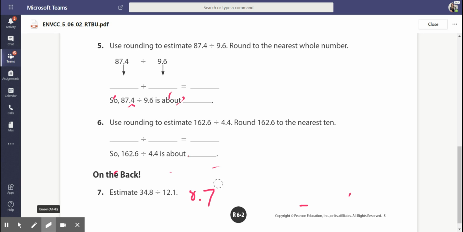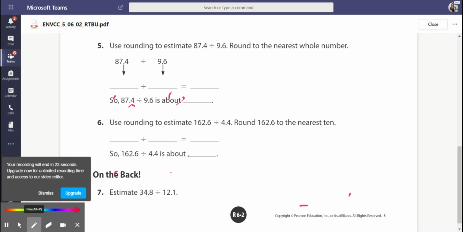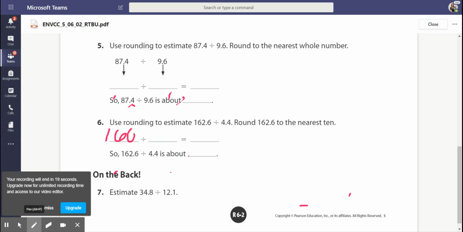Use rounding to estimate 162 6/10 divided by 4 4/10. Round 162 6/10 to the nearest 10. Okay, I'm running out of time here, so let's see if we can finish this. 162 6/10 rounded to the nearest 10 is 160. 160 divided by 4 is 40. So our answer is about 40.